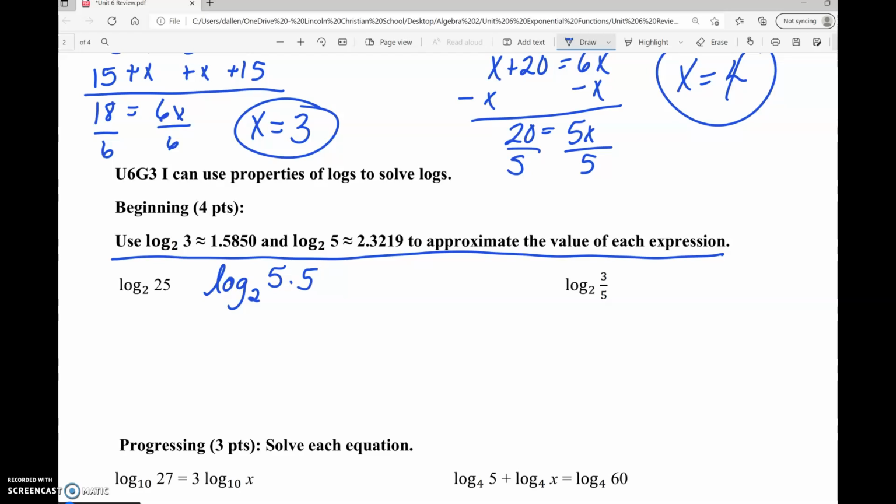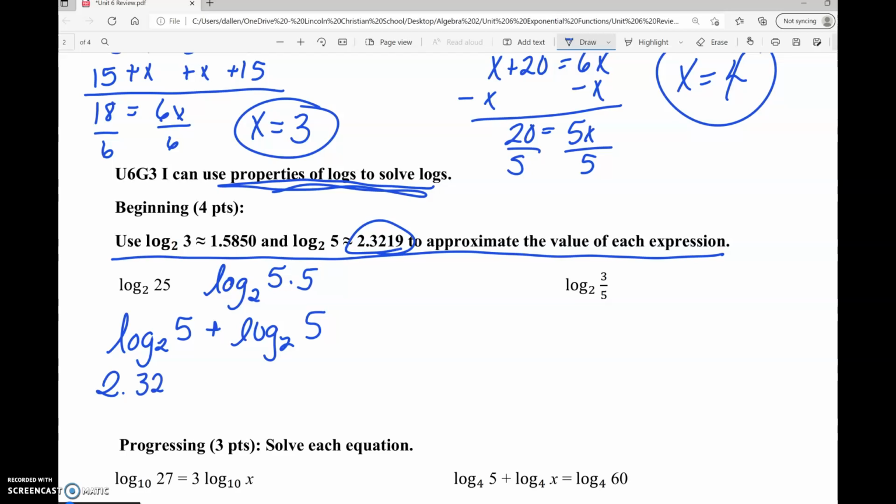Then multiplication in log is addition. This is property of logs. So I want you to show me you understand property of logs. So I would rewrite this as log base 2 of 5, this 5, plus log base 2 of 5. And then I can substitute this in for log base 2 of 5. So 2.3219 plus 2.3219. And then I add those two. And I should get 4.6438.